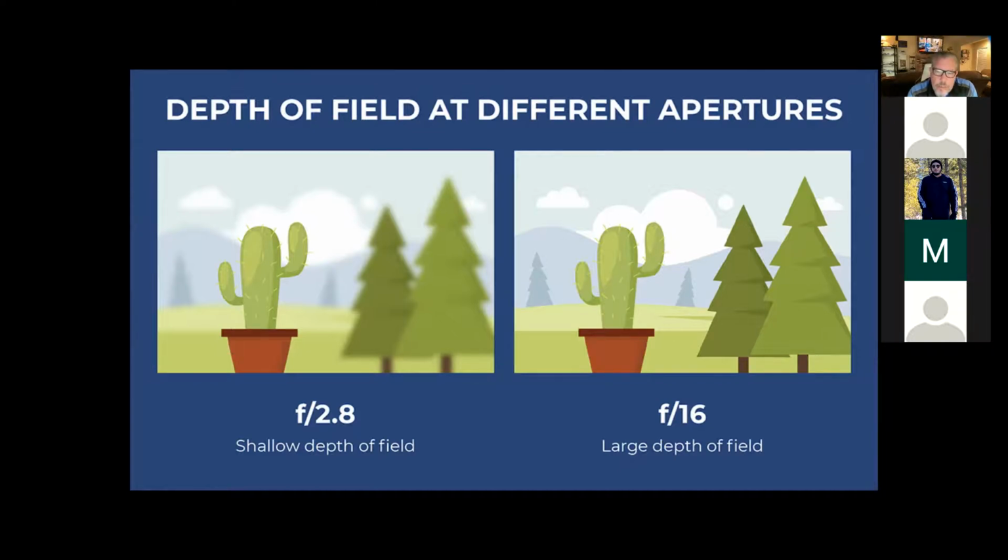Now, most cameras go to a higher number than f16. Most cameras will go to 22, some will go to 27, some will go to even 32, depending on the lens and the camera. You don't have to go that high. The difference between f16 and f22 is not substantial as far as how the images will turn out, but it is substantial as far as shutter speed.